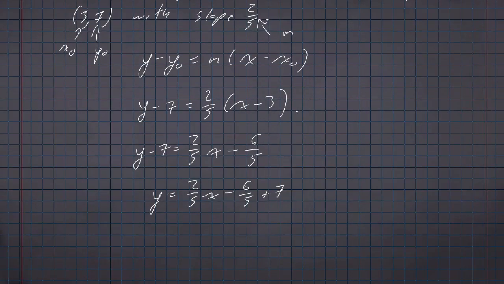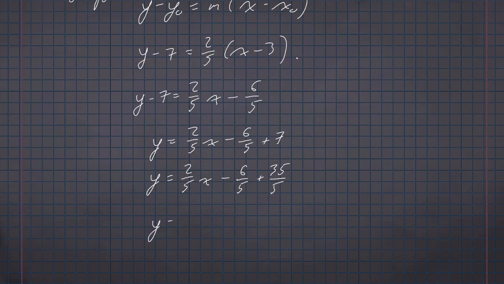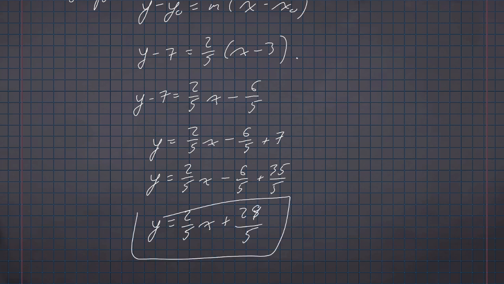I have negative 6/5 plus 7. 7 times 5 is 35. So 7 is the same thing as 35/5. And now I can add negative 6 plus 35 is 29. So I get that y is 2/5 x plus 29/5.